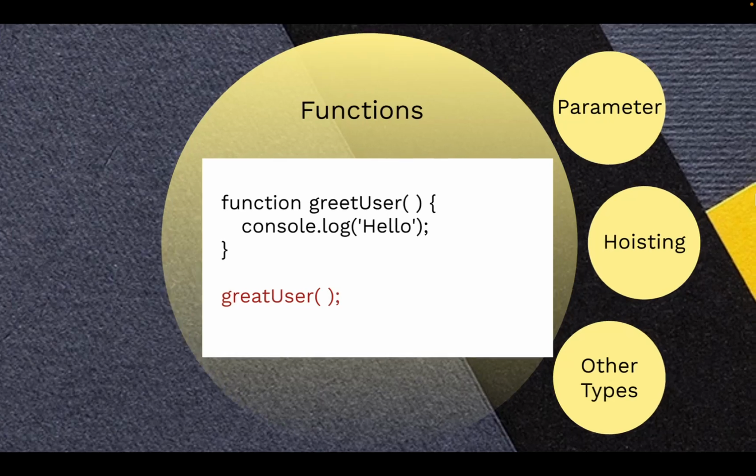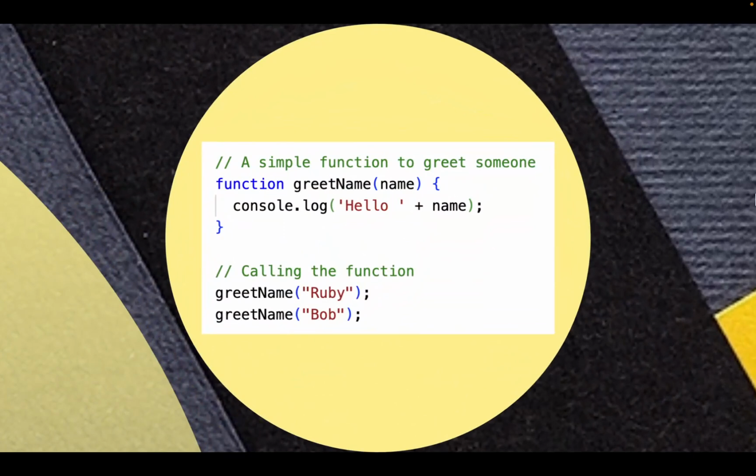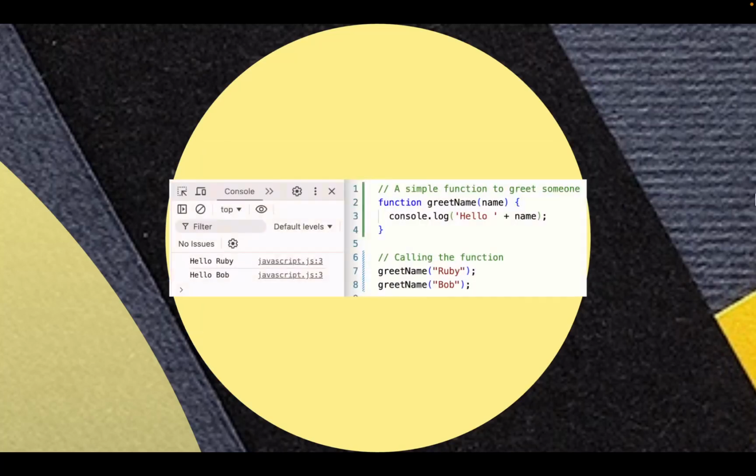This function here does the same thing, but this time it's called greetName, and it has a parameter called name. The value that comes into the function via the name parameter is used after the word hello in the console message. The function is called twice, and this time an argument is sent with each call. So the first time the function runs, name holds the value Ruby, and the second time, name holds the value Bob. The message shows up on the console for each function call.